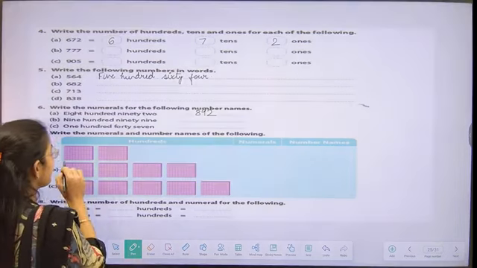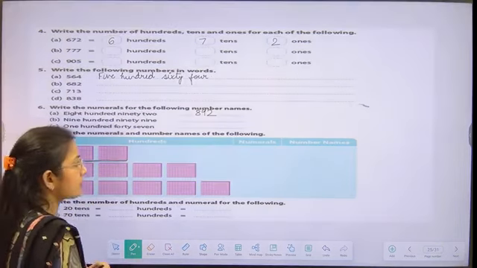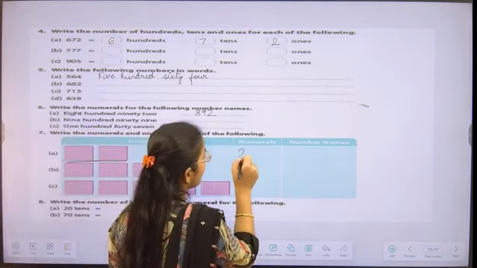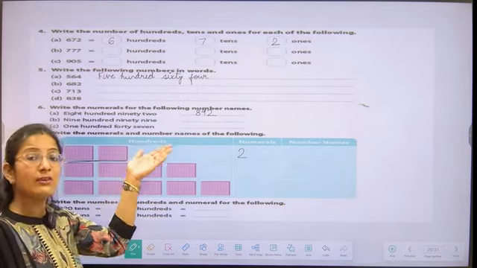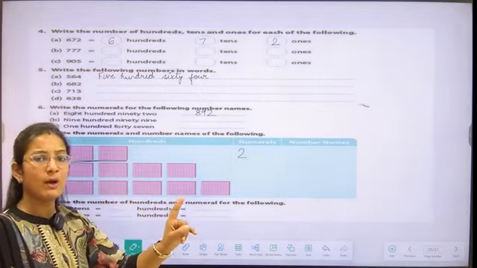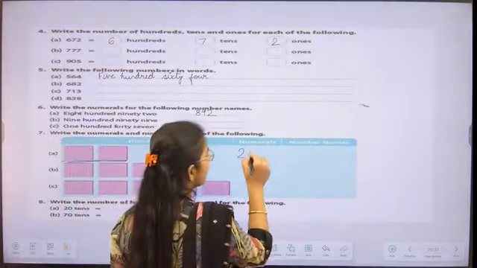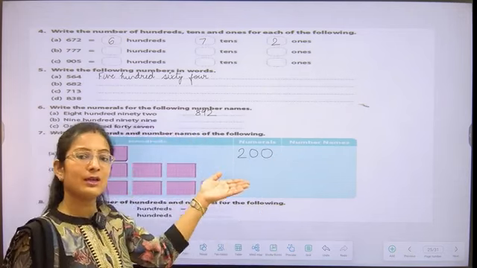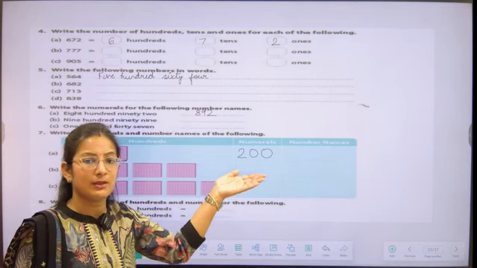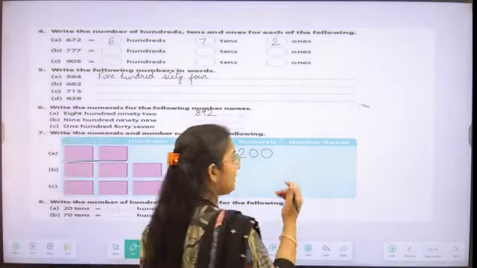So what we have seen in the first one, student, how many hundred blocks are we having? We are having 200 blocks. Now what we have seen, we have no tens blocks and no ones blocks. So we can write 0 in place of tens and 0 at ones. So what number are we having? We are having 200. So we have to write the number name of 200.